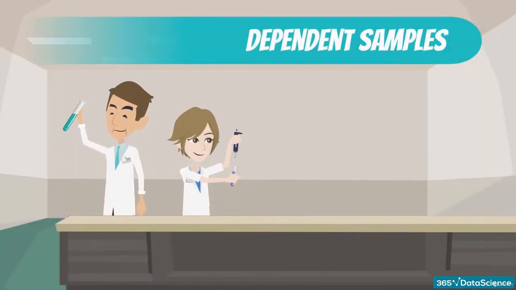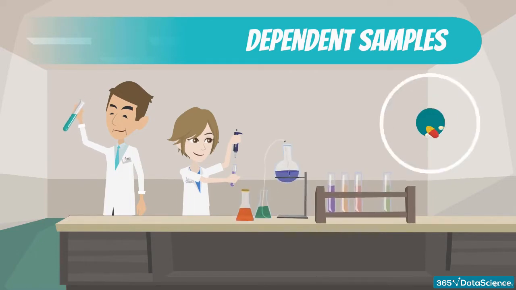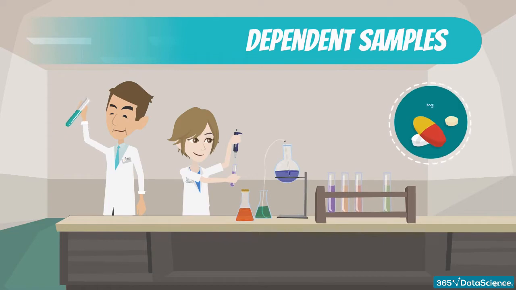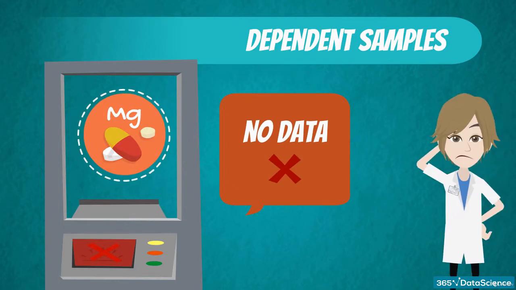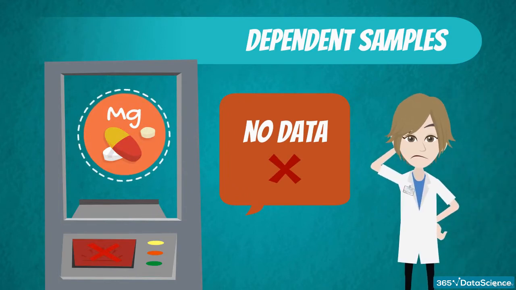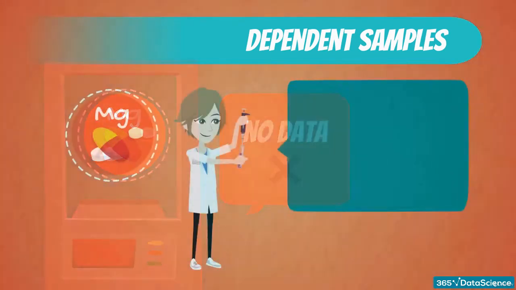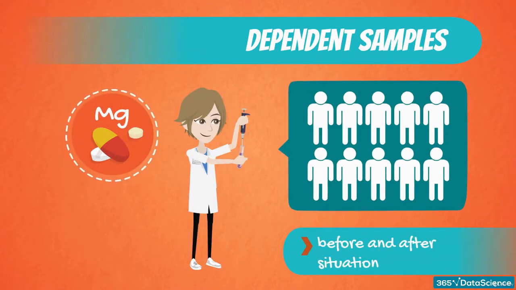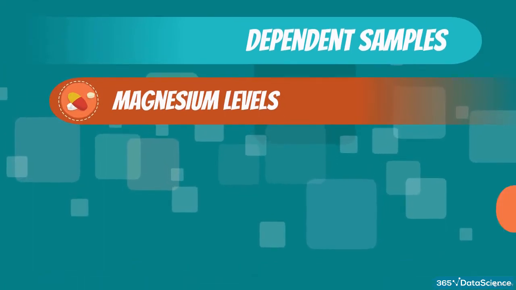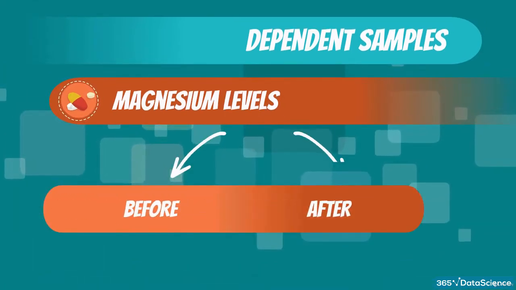This statistical test is often used when developing medicine. Let's say you have developed a pill that increases the concentration of magnesium in the blood. It is very promising, but there is no data to support your claim. After testing the drug in a laboratory, it is time to see its actual effect on people. What you would typically do is take a sample of 10 people and test their magnesium levels before and after taking the pill. The two dependent samples are the magnesium levels before and the magnesium levels after.